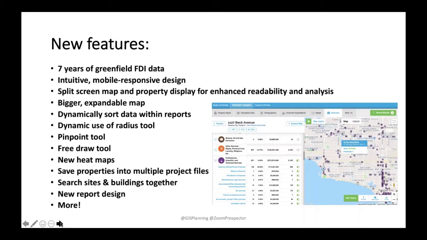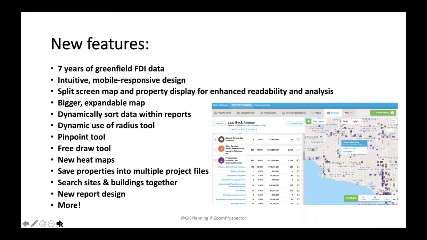The map can be expanded. You can dynamically sort data within reports. We have a dynamic use of the radius tool, which you can drag across the map, or you can also input it at the top of the reports as well. We have our pinpoint tool. We have this beautiful new free draw tool. That replaces the polygon, and it gives you much finer control over what areas on the map you want to search within. So you can search at the intersection of two interstates or along a coastline, around a lake or a river, whatever it is that you're looking for.